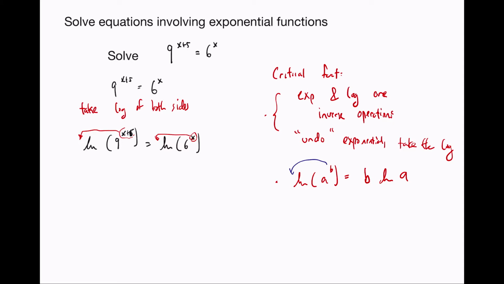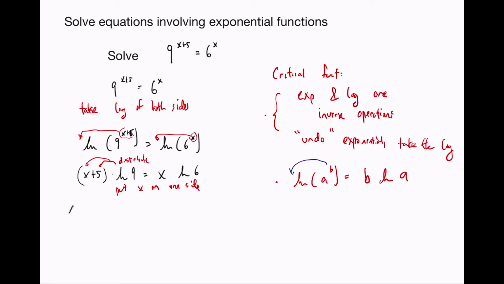So on my next line, I'm going to have x plus 5 times natural log of 9 equals x times natural log of 6. And now the natural log of 9 and the natural log of 6, those are just numbers. And so we can just leave those as what they are, and we're going to try to solve for x. So I'm going to put everything that has an x on one side and everything that doesn't on the other. I'm going to distribute to get that natural log of 9 across there.